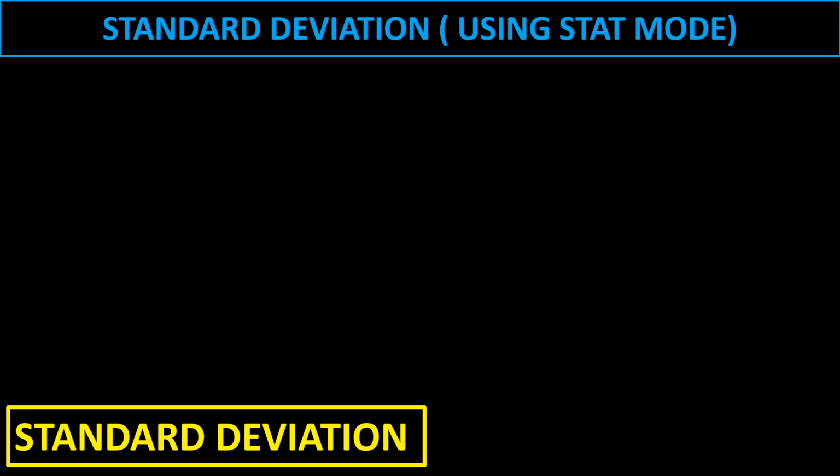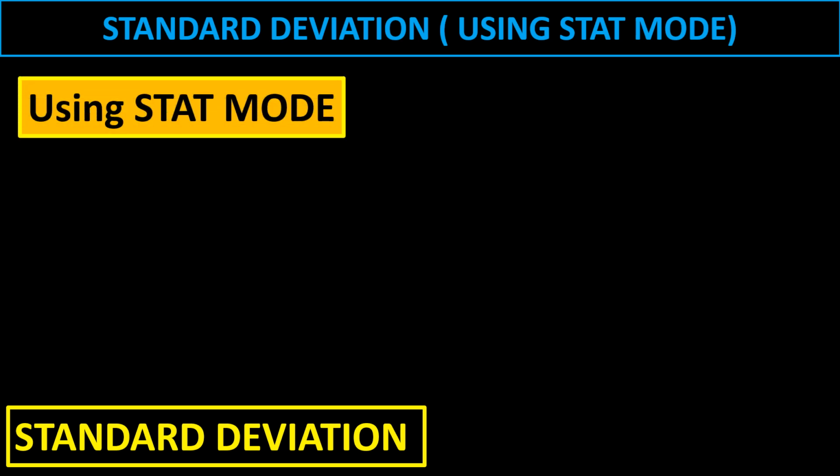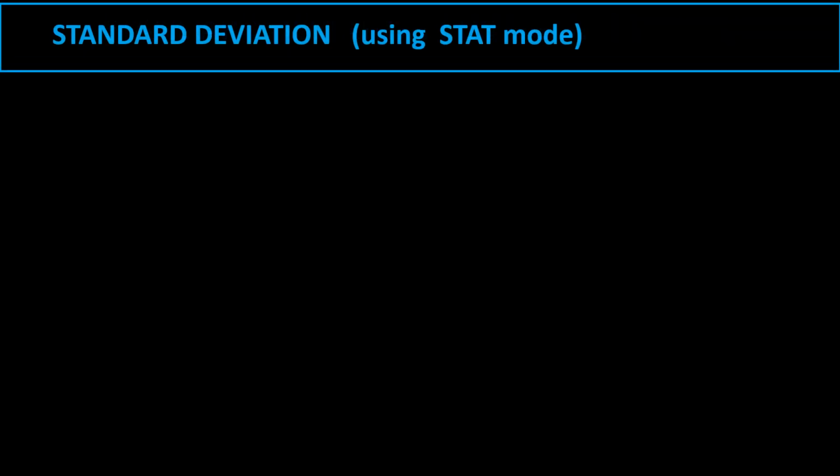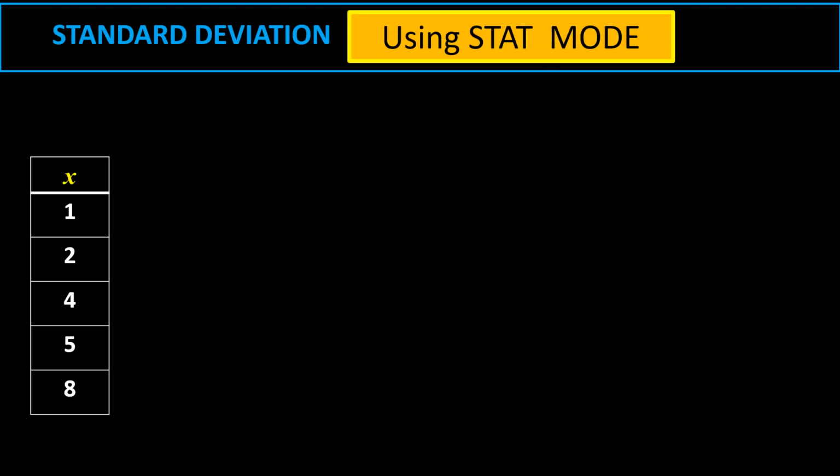Now we're going to try calculating the standard deviation using your calculator, and we're going to use the stat mode, right? So we're going to take the same example, we're going to calculate the standard deviation, but here we're not going to use the formula. So we're going to use the stat mode on your calculator. I'm taking the same data set, and then we'll compare the answers there. Now I'm going to show you how you can calculate the standard deviation using your calculator and using the stat mode, right?